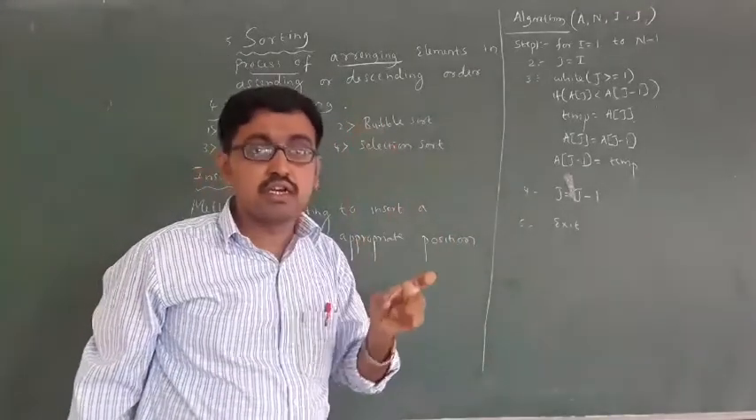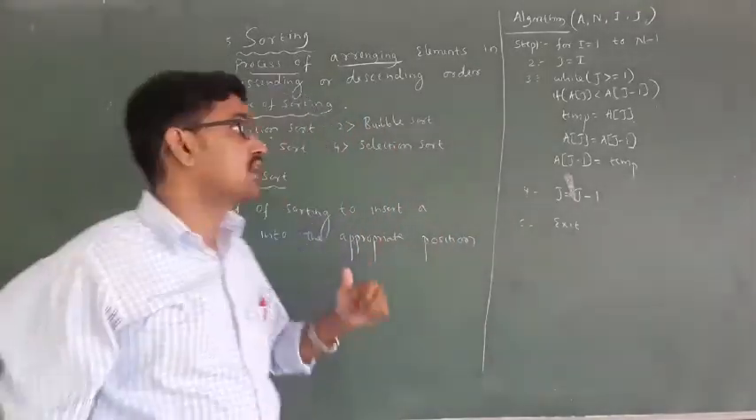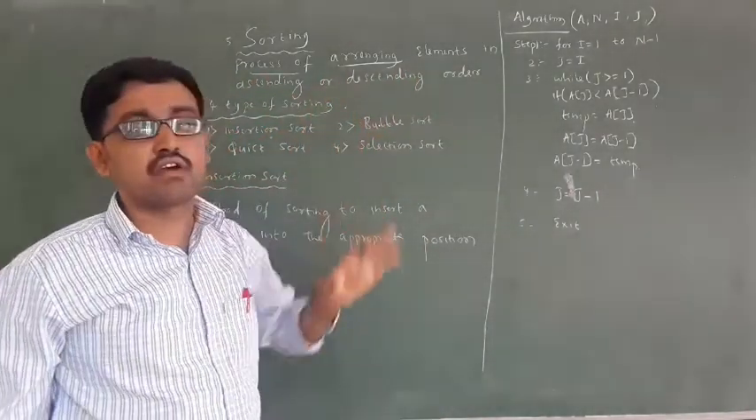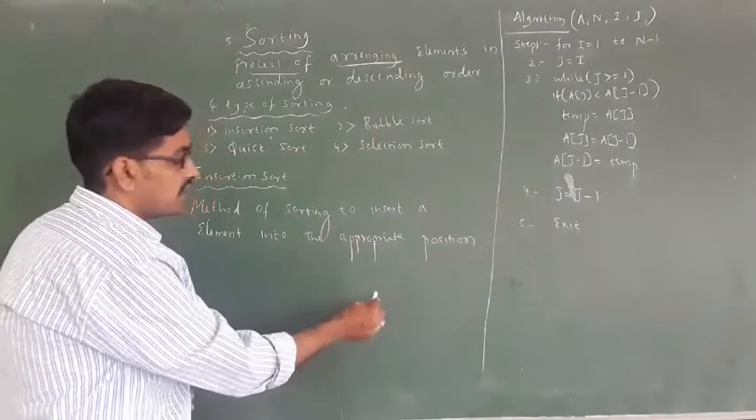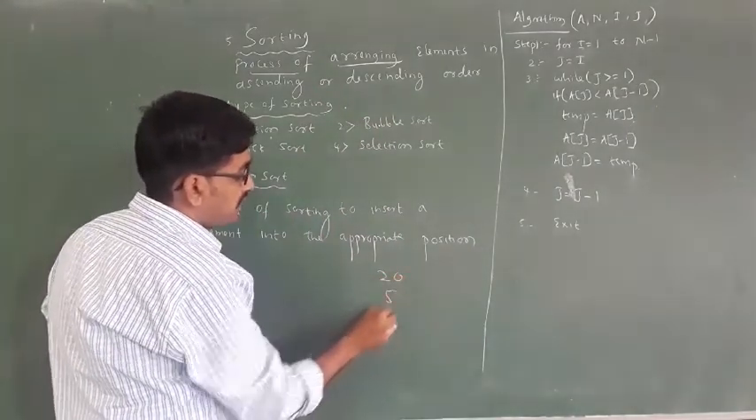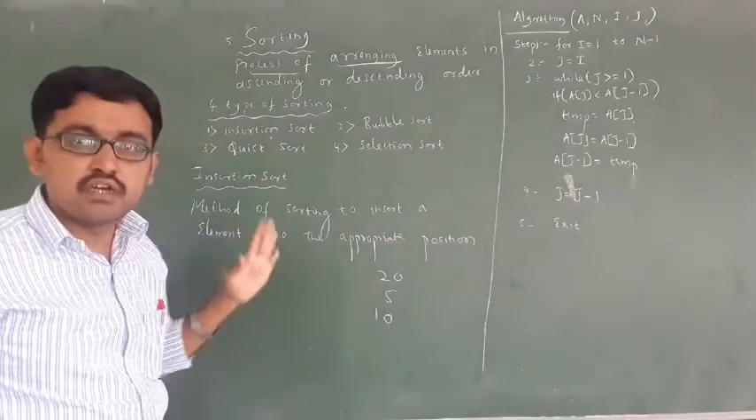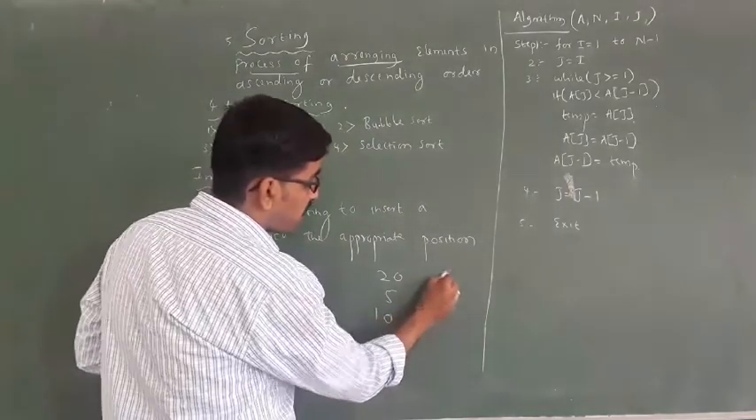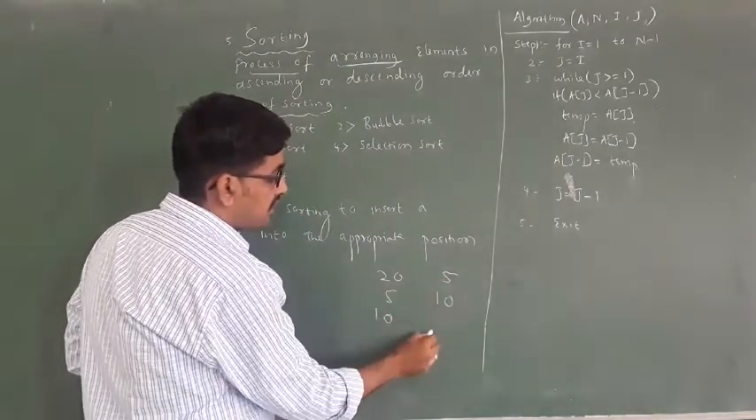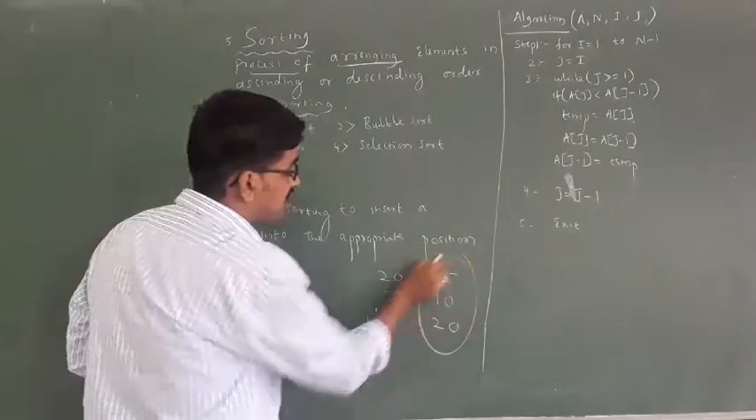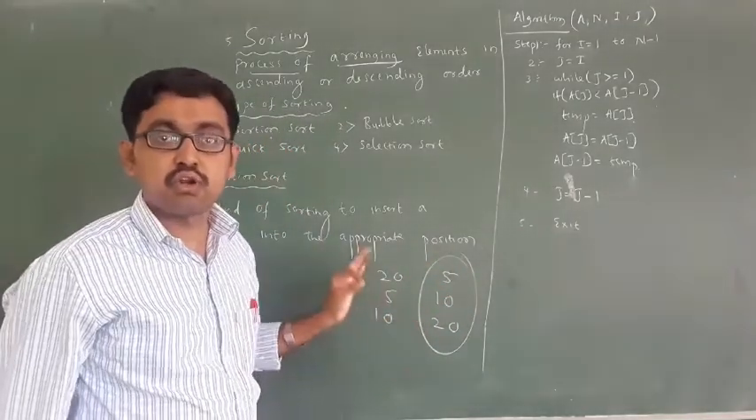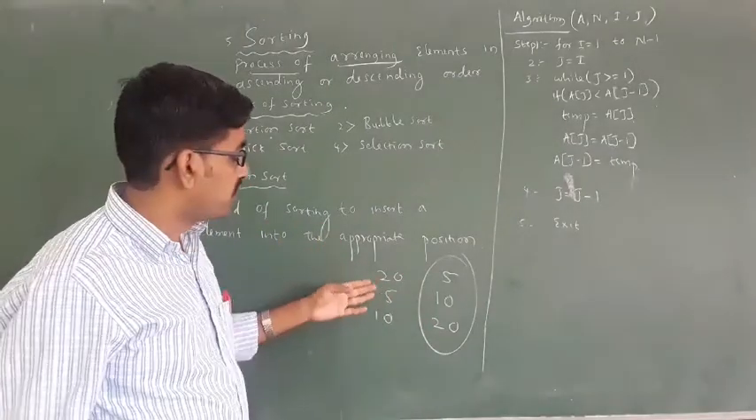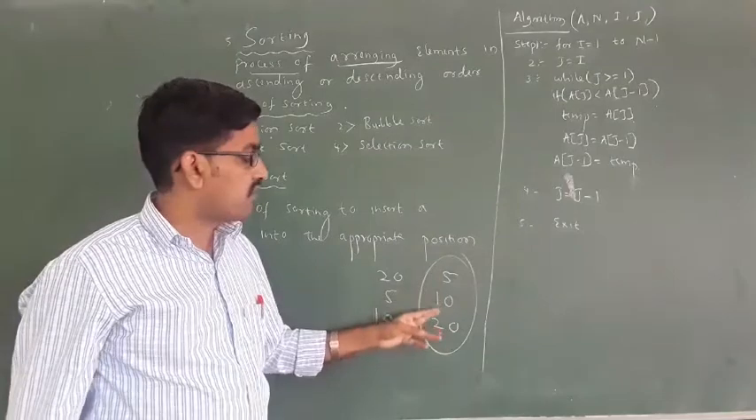Then what is sorting? Sorting is nothing but the process of arranging the elements in ascending or descending order. For example, I am given 20, then 5, then 10. How to arrange this? You have to sort these elements: first you get 5, then 10, then 20. This is called sorting.